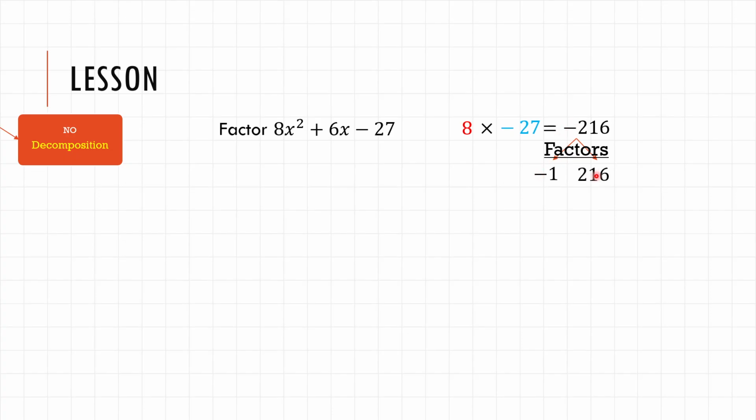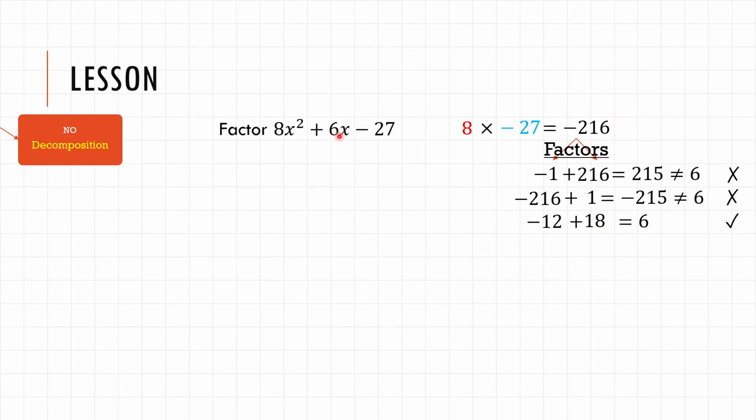If I take negative 1 and 216, if I add these together, does this make 6? Obviously not. So these are not the two numbers I'm going to use. What about negative 216? Well, obviously that plus 1 is negative 215, and that's still not 6. And you might keep going here for quite a while, and this is why decomposition is the least recommended strategy, because it actually takes a long time to list all of the factor pairs. But eventually you would get to a situation where you're like, negative 12 and 18. When I multiply them, I do get negative 216, and when I add them, I do get 6.